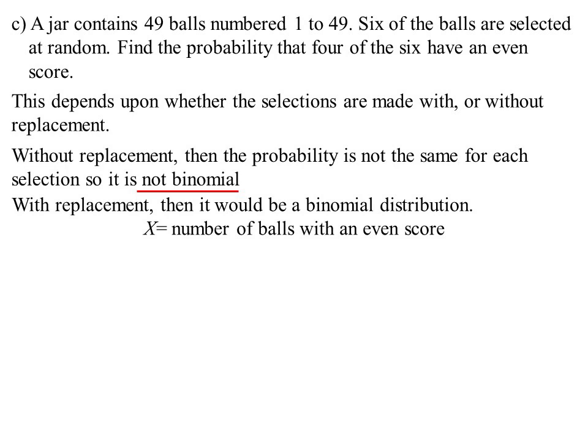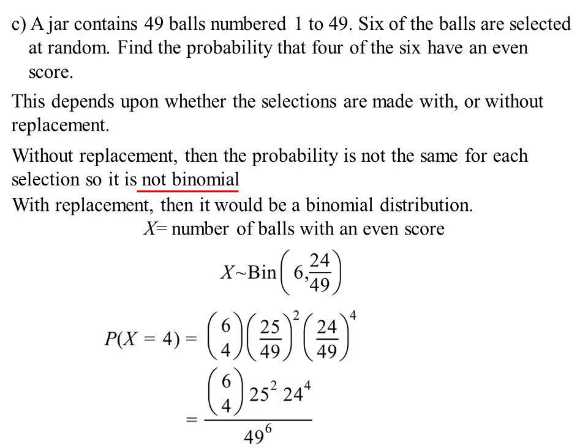X would represent the number of balls with an even score. This is something we can measure. So X is the number of balls with an even score. It would be binomially distributed. We're doing it 6 times. We're pulling 6 balls out. Probability of success, there are 24 even balls in our jar. So probability then, we could work it out. We want exactly 4. So we're basically playing with the binomial probability there. And we get 0.2247 for that one.